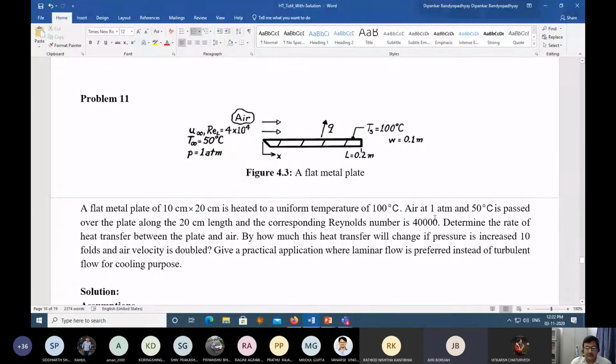Your Reynolds number is 40,000. When we talk about natural convection, which dimensionless number do we talk about? For natural convection, it is the Grashof number or Rayleigh number, right? So when you have a Reynolds number of 40,000, that means 4 into 10 to the power 4. So it's a laminar forced convection situation, correct?